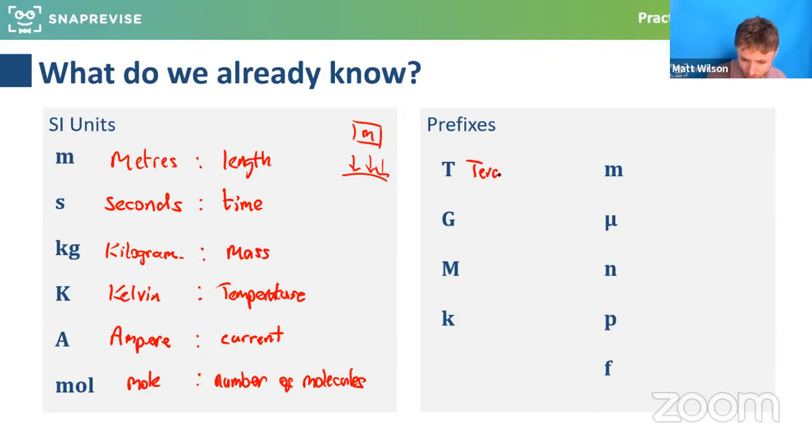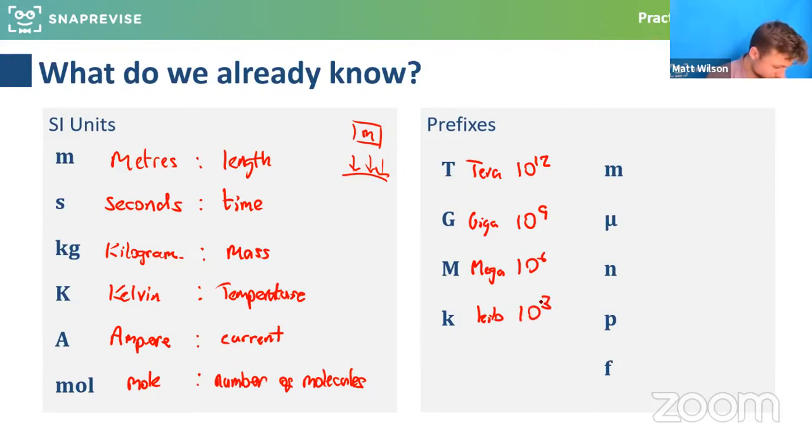So maybe the ones at the extremes are actually the least recognizable. There's tera here, which means you have times 10 to the power 12. There's giga here, which means times 10 to the power 9. You might recognize these from gigabyte or terabyte. Nice. Okay, really good. Then we've got mega, times 10 to the 6. Kilo, which is times 10 to the power 3. Nice. I think we've actually got them all now.